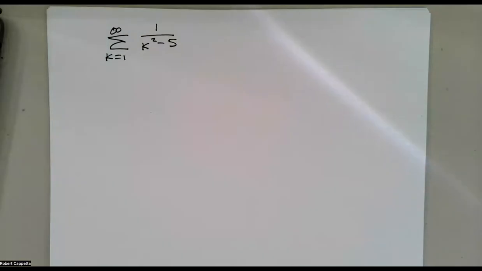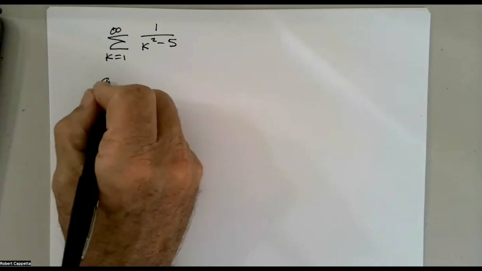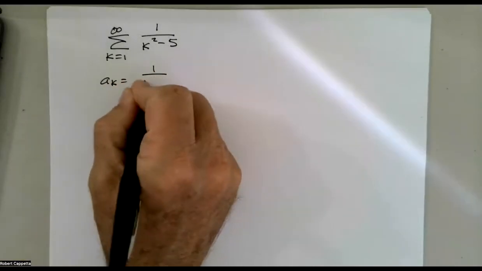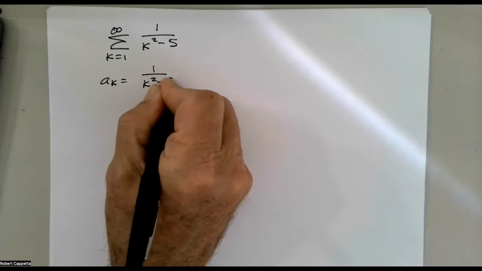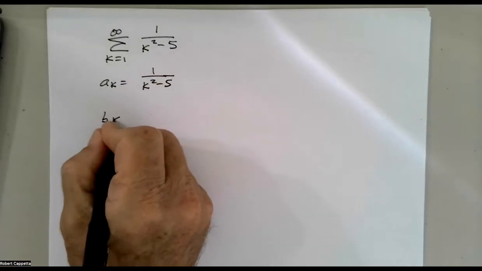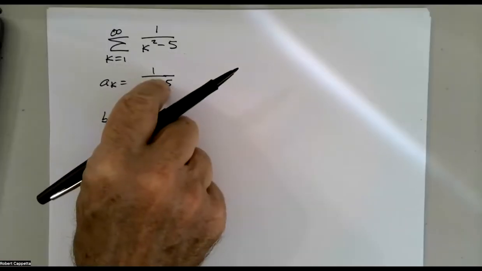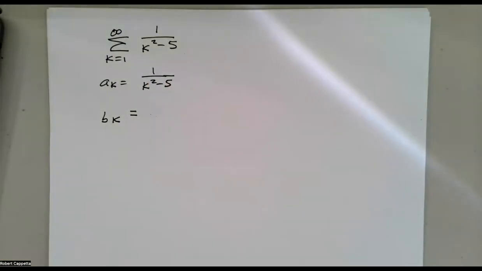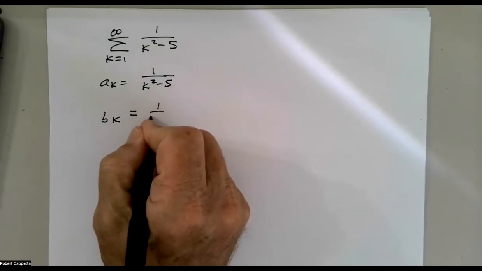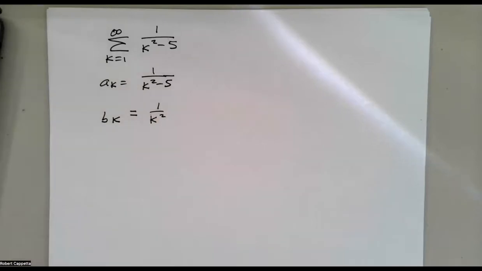And what are we going to say here? I have to compare this to a different series. So the elements of our sequence, a sub k, is 1 over k squared minus 5. b sub k is what it is going to behave like. So let me ask you this question. What sequence do you think a sub k most behaves like? A sequence that we know something about. What will that be? And the answer to that question is 1 over k squared.